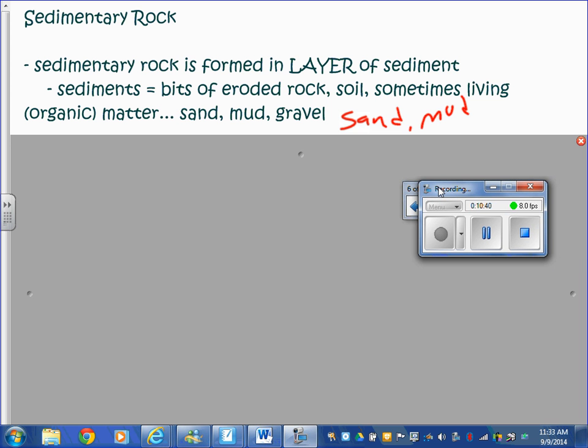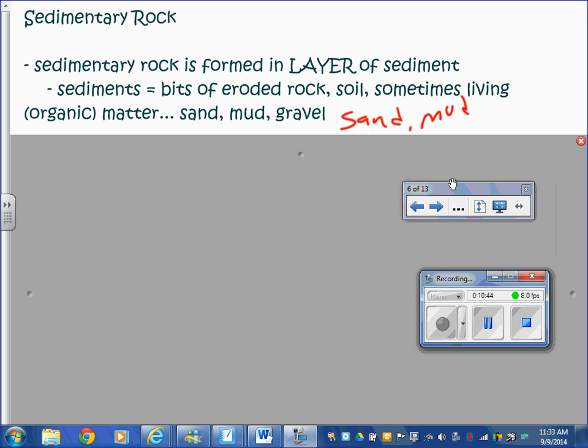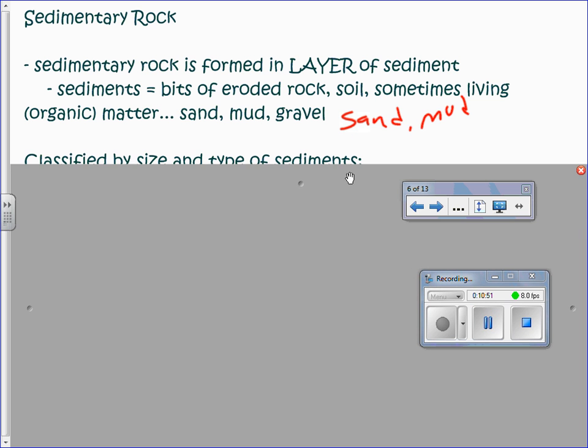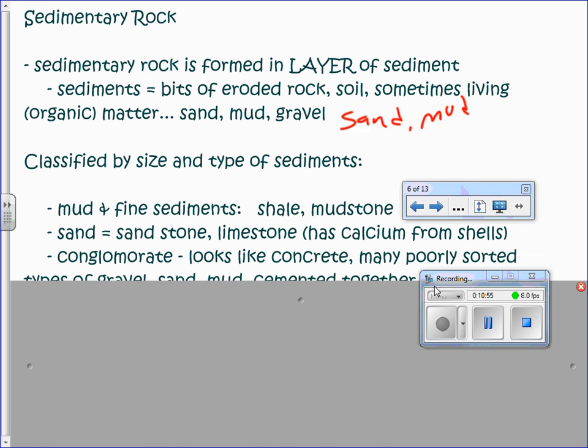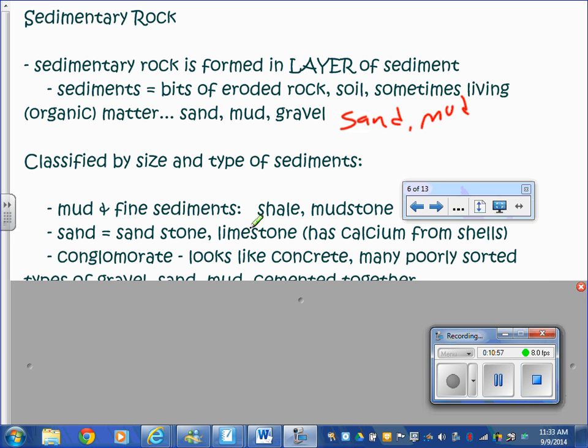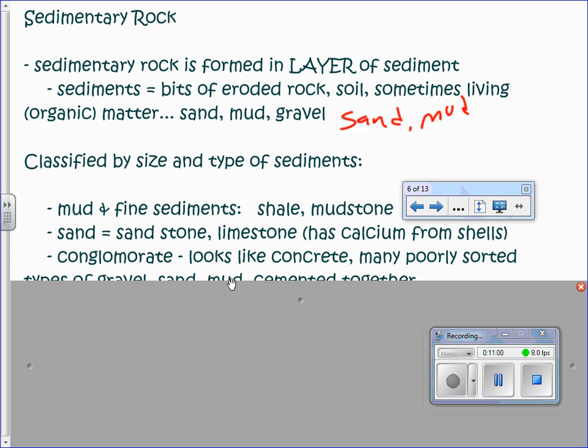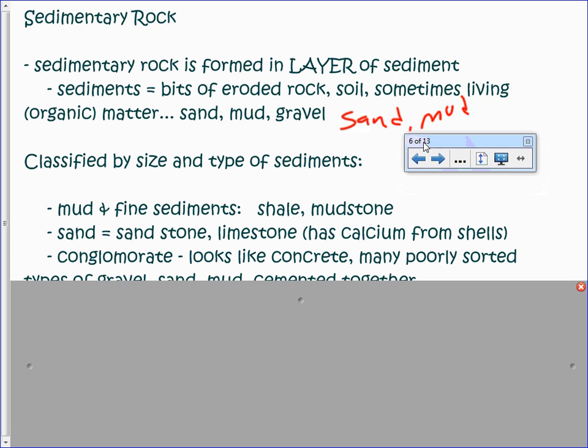Sometimes you can actually see stripy layers on the rock. Sometimes you can see or feel that. And then other times it just feels like sandpaper, has a texture like sandpaper. They classify it by the type of sediment, pretty obvious sort of stuff. Mud and fine sediments would be shale or mudstone. Oil shale is where we get natural gas and oil deposits from. We have a lot of that in our state.